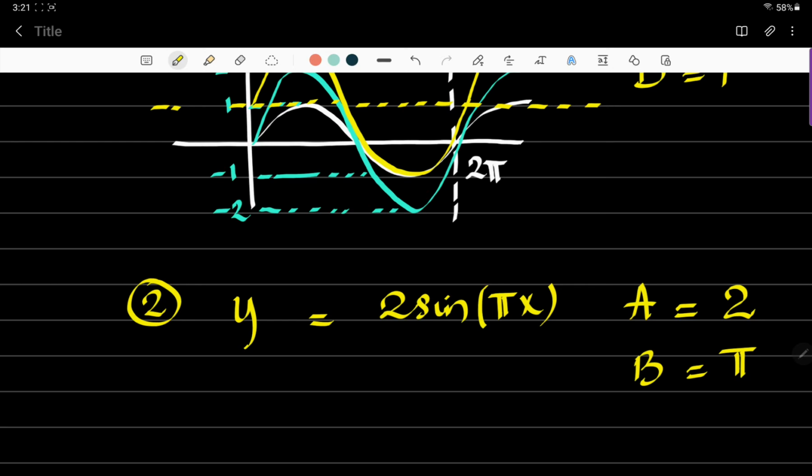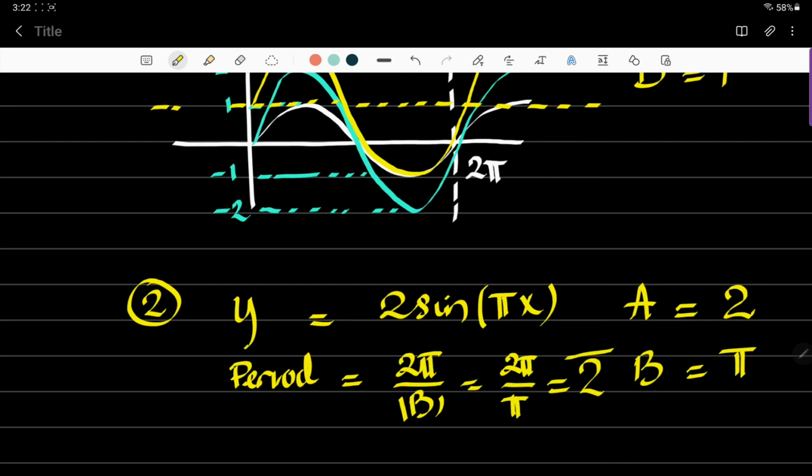So from there, I know that my period has changed now. The period is 2 pi over B, which is 2 pi over pi, and becomes 2. That's my period. My phase is the same because there's no C.